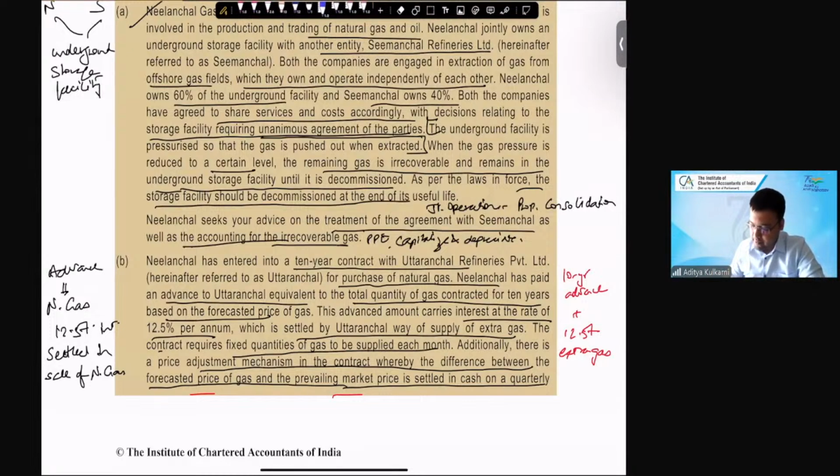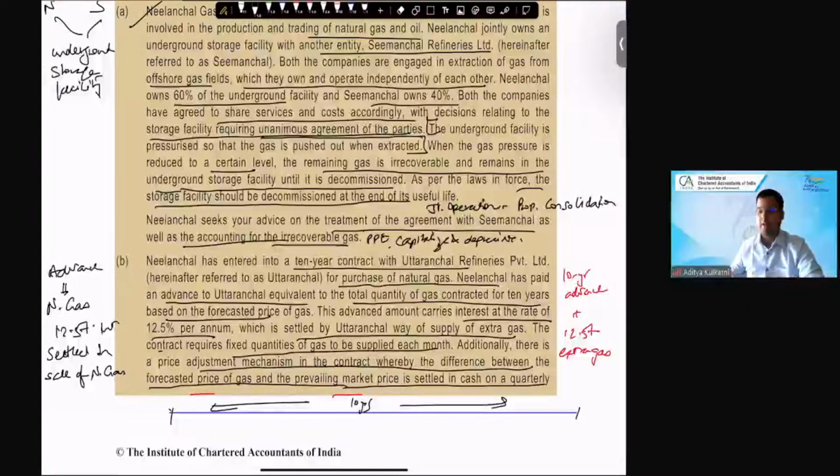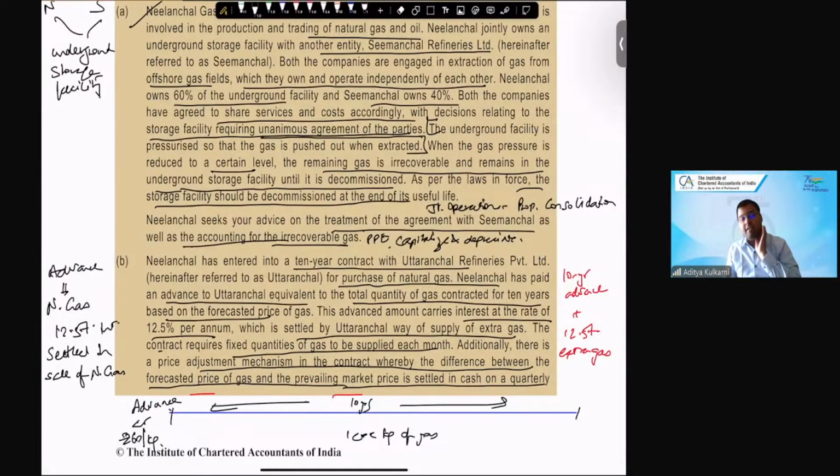Let's draw a timeline. Okay, this is 10 years. In this 10 years, I have already paid advance. Let us say at the rate of rupees 60 per kg of gas. Per kg of gas, 60 rupees I have paid, for the quantity that I expect in the next 10 years. So let us suppose in the next 10 years, you are going to need 1 crore kgs of gas. That means 60 into 1, I have already paid 60 crores.